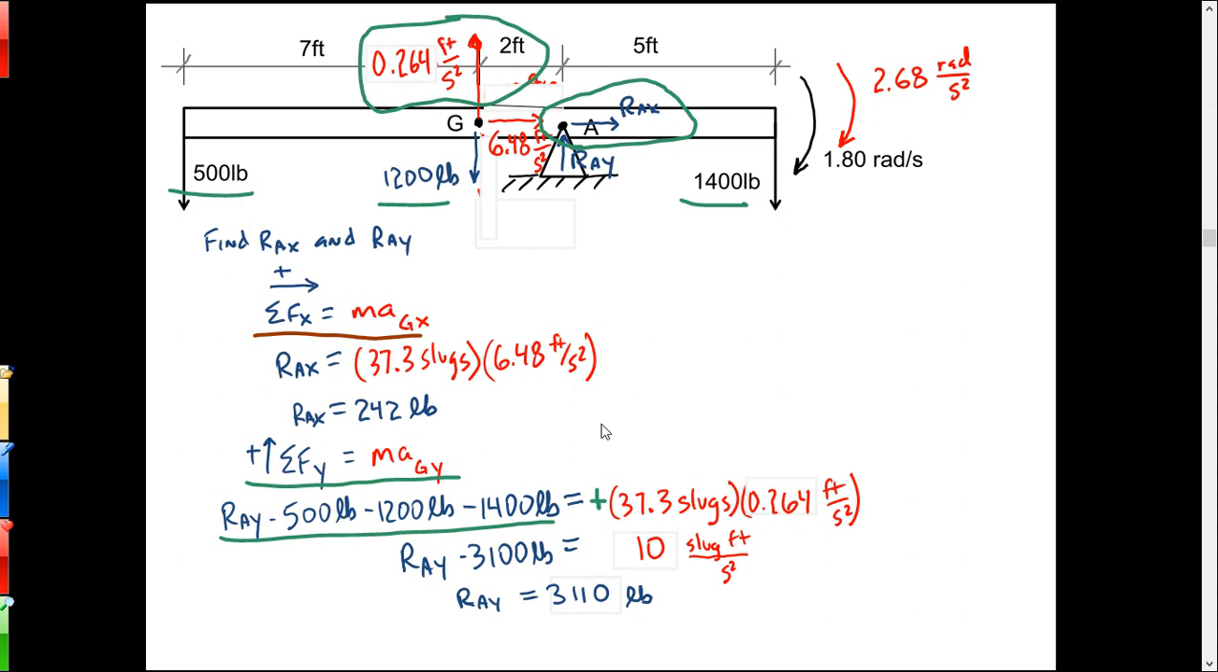Okay, so I got the mass and the acceleration. What that does is add just a little bit to the A reaction, just 10 pounds basically. So the fact it's accelerating affects the reactions. Okay. So we okay with that?